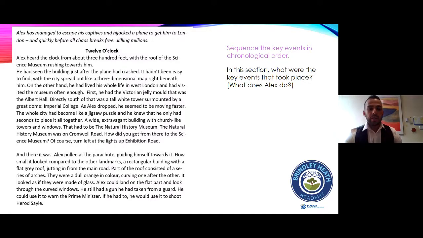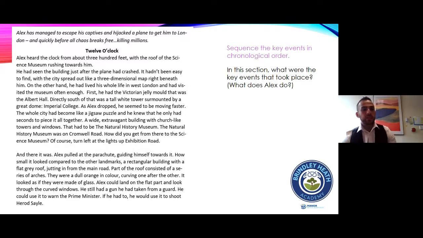As Alex dropped, he seemed to be moving faster. The whole city had become like a jigsaw puzzle, and he knew that he only had seconds to piece it all together. A wide, extravagant building with church-like towers and windows. That had to be the Natural History Museum. The Natural History Museum was on Cromwell Road. How did you get from the Science Museum to there? Of course, turn left at the lights up Exhibition Road. And there it was. Alex pulled at the parachute, guiding himself towards it.